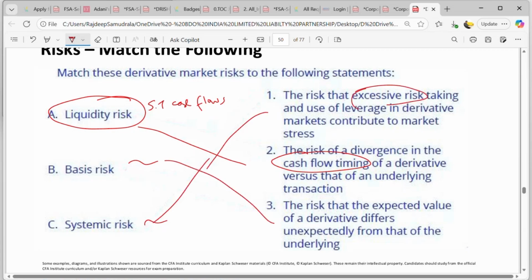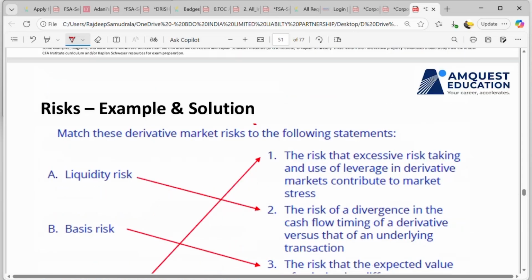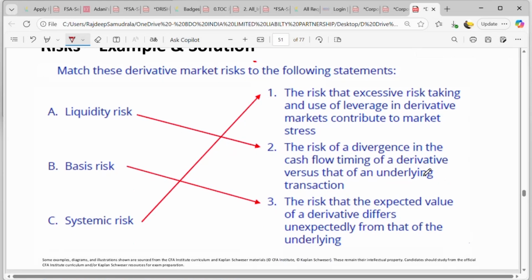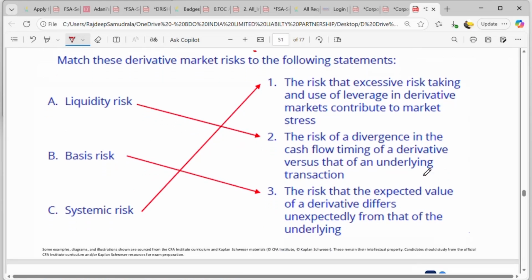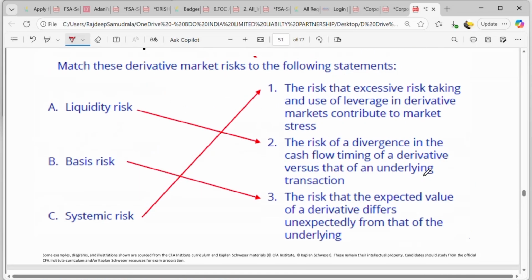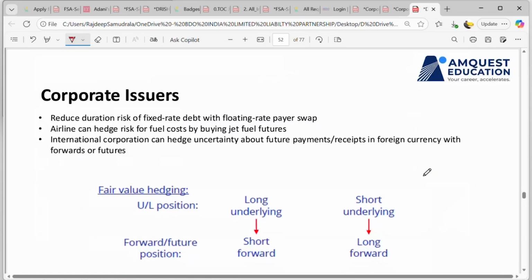Correct. And basis risk is where your expected values are not matching with your underlying transaction. Your basis was not effectively sound. Clear? Okay. So when you study these, please look at these match accounts. These are good ways of testing yourself. Please ensure that what you study, you're testing yourself in terms of the overall concept. Clear? Any questions? Corporate issuers.